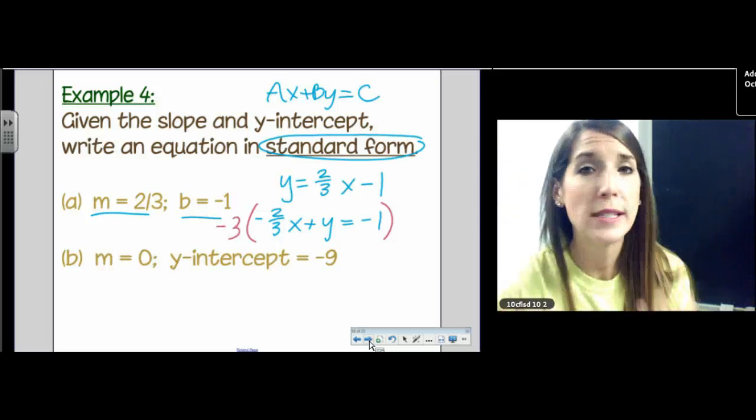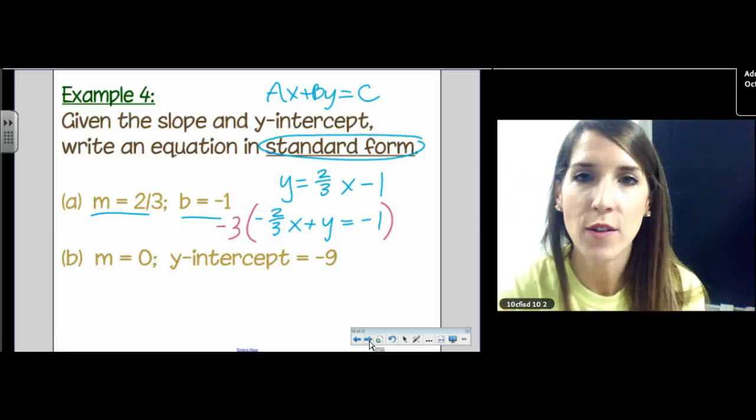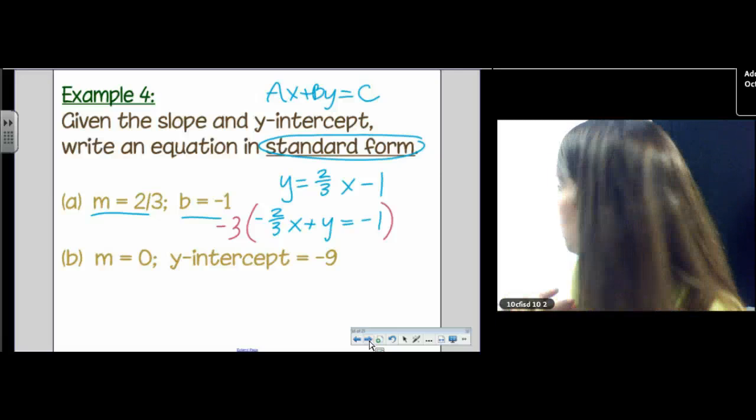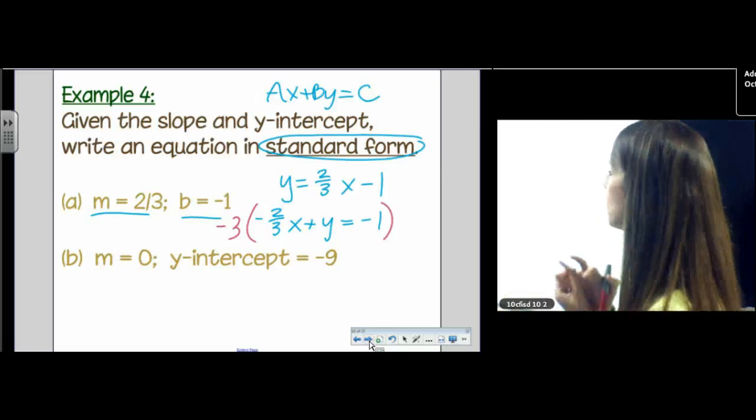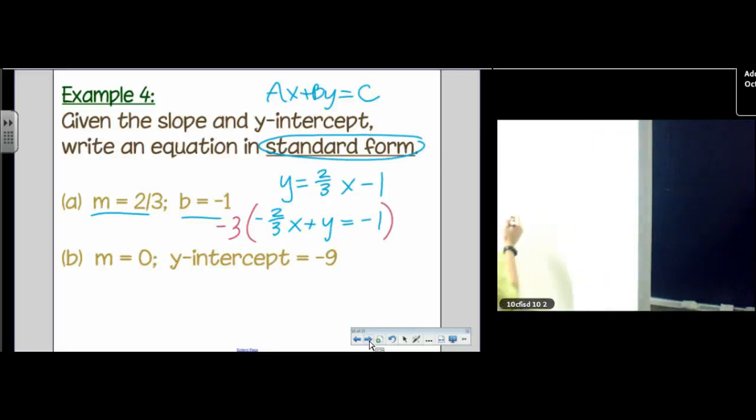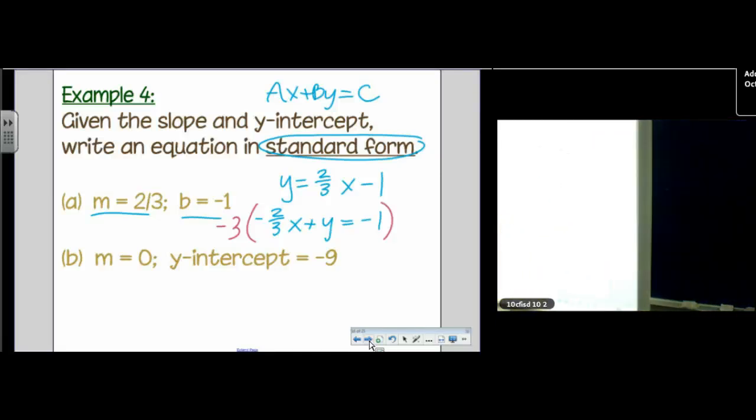How did we choose -3? That number came from the denominator. So if I multiply -2/3 times -3, the negatives cancel and the 3's cancel, so I just get 2.